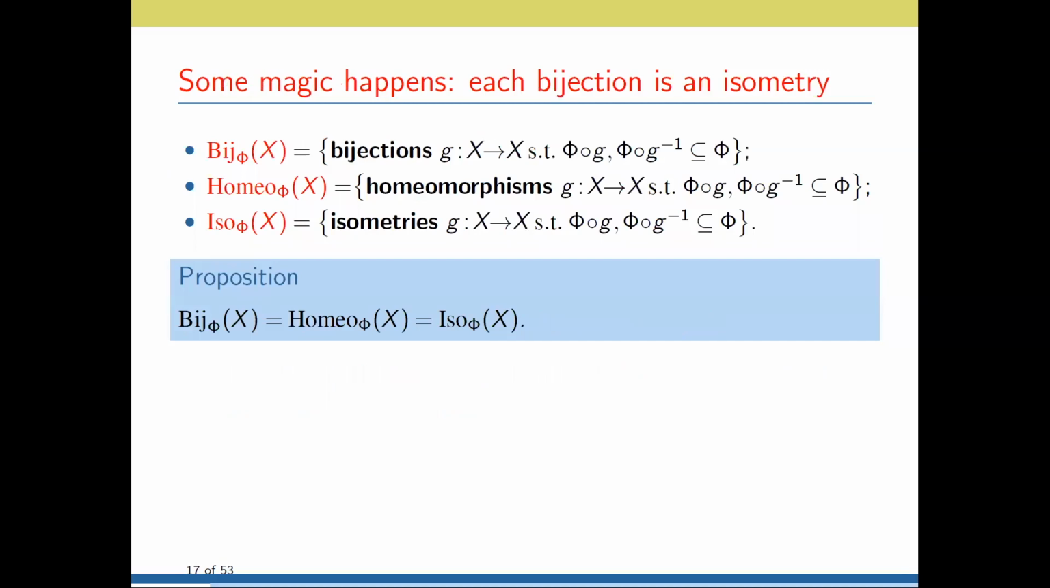Now, some magic happens. Each bijection is an isometry when we consider this setting. Indeed, if we consider the group of phi preserving bijections, phi preserving means that when you compose your signals with any element of a group or the inverse of this element, it stays in capital Phi. And if you consider the group of phi preserving bijections, the group of phi preserving homeomorphisms, and the group of phi preserving isometries, they coincide. And this depends on our choice of a metric dx.